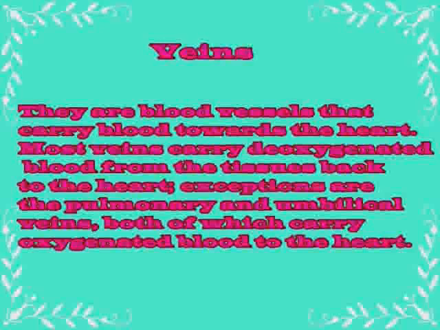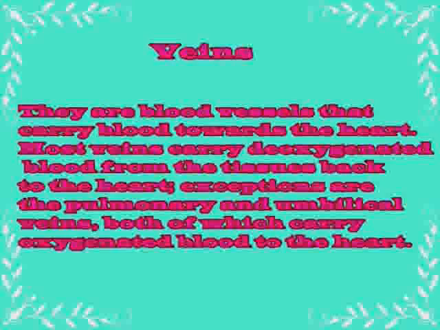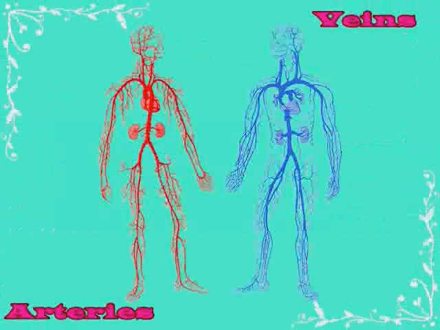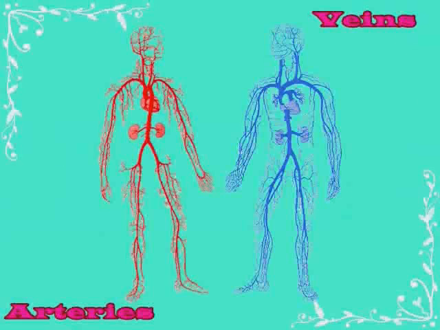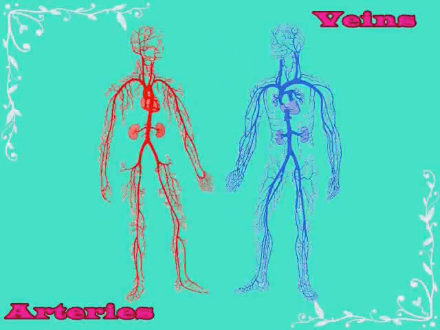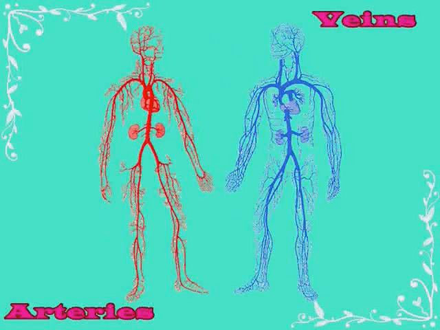Veins are blood vessels that carry blood toward the heart. Most veins carry deoxygenated blood from the tissues back to the heart. Exceptions are pulmonary and umbilical veins, both of which carry oxygenated blood to the heart. Veins differ from arteries in structure and function. For example, arteries are more muscular than veins. Veins are often closer to the skin and contain valves to help keep blood flowing toward the heart, while arteries carry blood away from the heart.